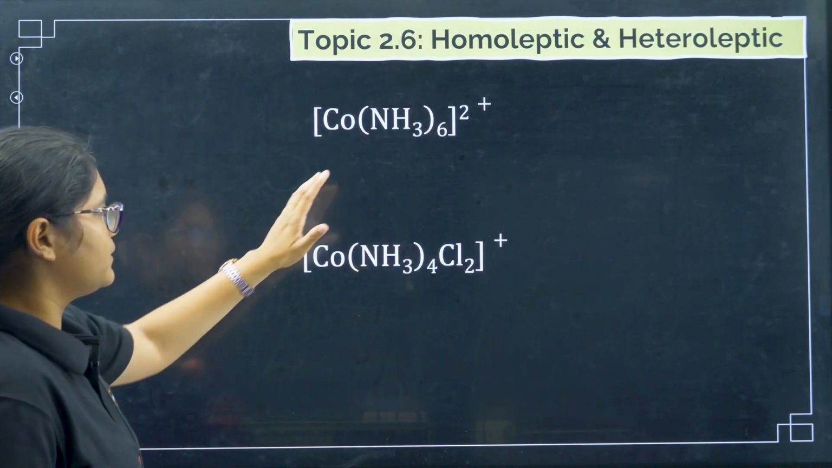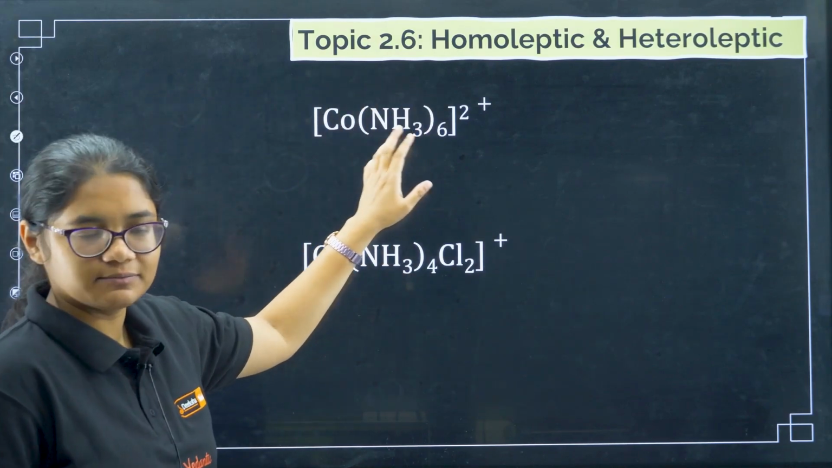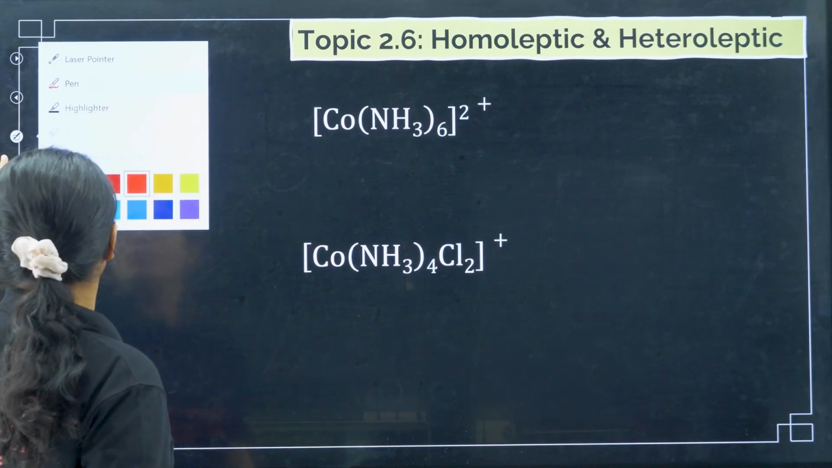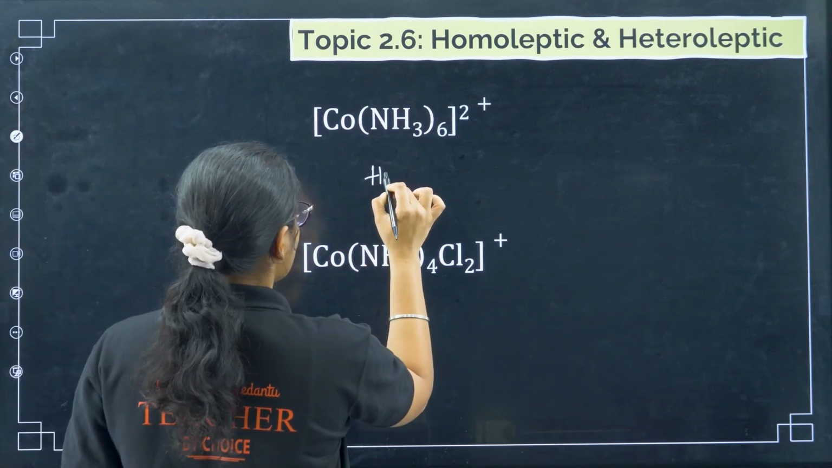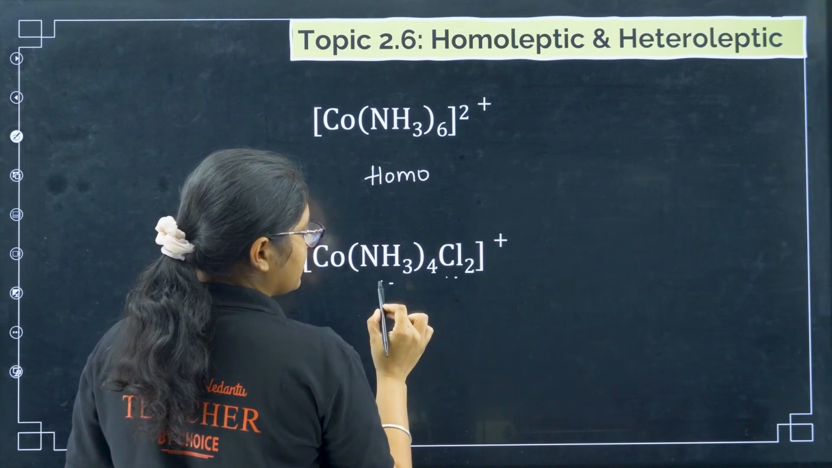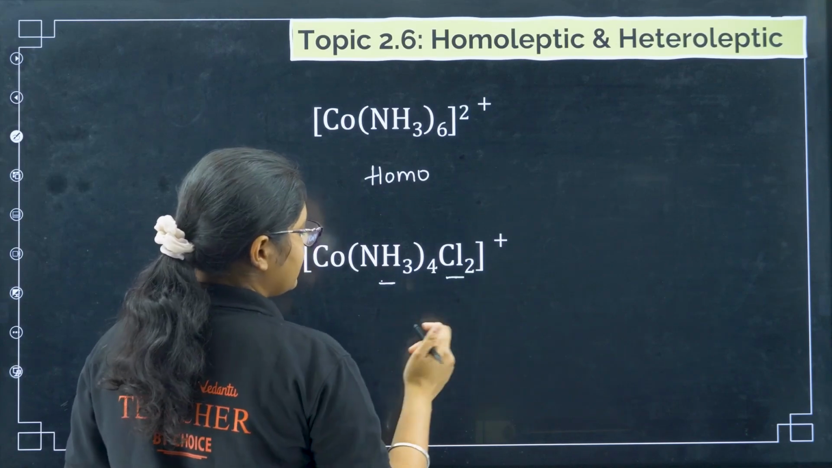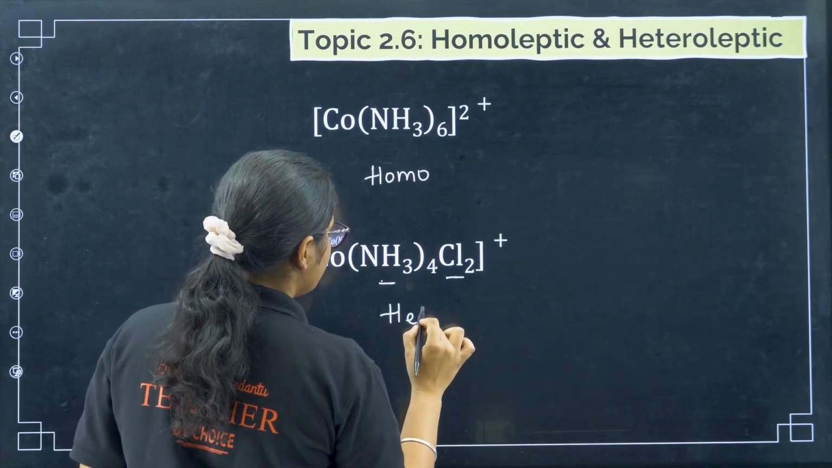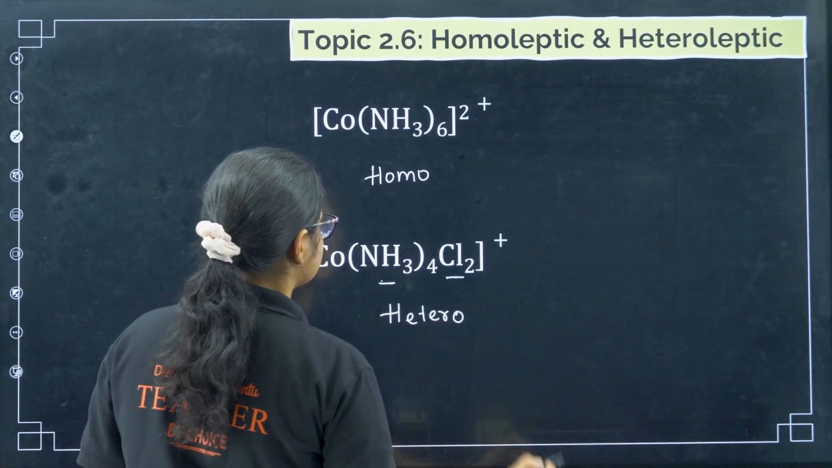Next, we have homoleptic and heteroleptic complexes. This is very simple. If you have one type of ligand, meaning the metal is bonded to only one type of ligand, then we call it a homoleptic complex. And if we have different types of ligands, you can see here you have NH3 and Cl, different types of ligands, then we call it a heteroleptic complex.